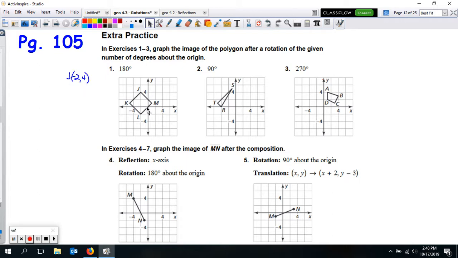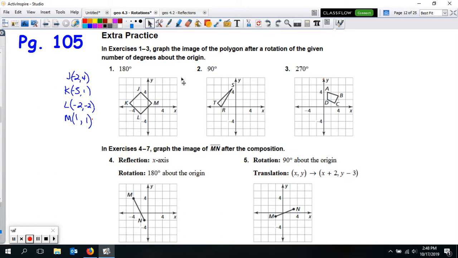For K, we're going to be going this way, negative 5, but then only up 1. So negative 5, 1. For L, we're going to go negative 2 this way and down 2, so negative 2, negative 2 for L. M is in the first quadrant, so it's both positive, positive 1, positive 1. So right 1 and up 1, and we get to the corner of M.